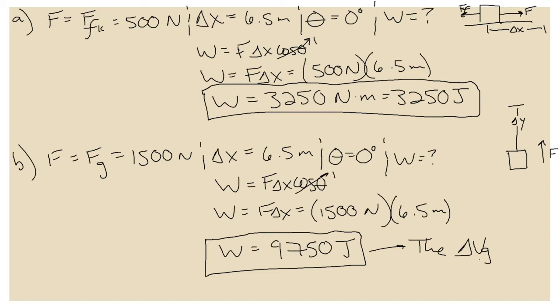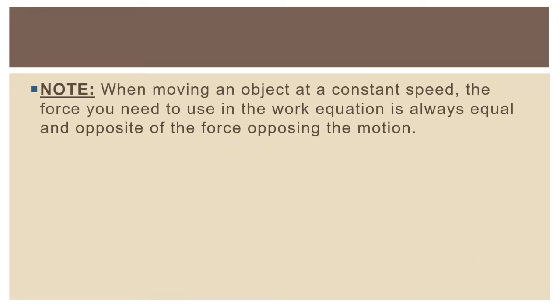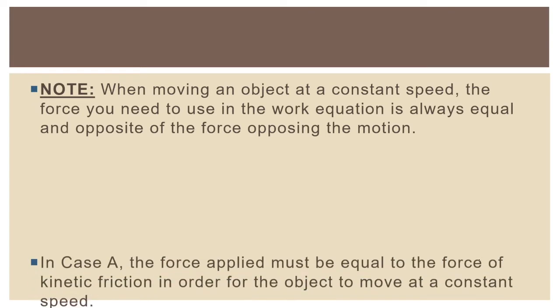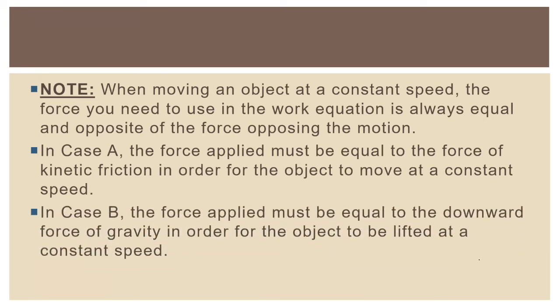Let's just take a second and write down a quick note about this problem because these kinds of situations come up often. So we'll say here, note: when moving an object at a constant speed, the force you need to use in the work equation is always equal and opposite the force that's opposing the motion. And so in case A, the force applied must be equal to the force of kinetic friction for the object to move at a constant speed. And in case B, the force applied must be equal to the downward force of gravity in order for the object to be lifted at a constant speed. Take a second to pause this video here and write that down. When you hit play, we'll move on to number 2.